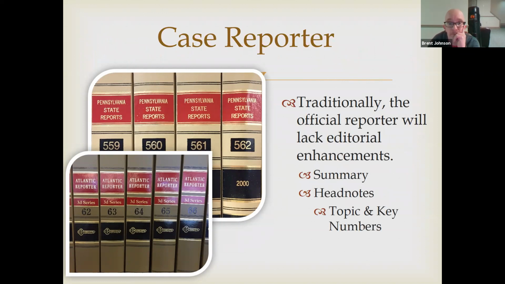So back in the day, there were two related publishing entities. There was the official reporter, so here's a screenshot of the Pennsylvania state reports. That's your Pennsylvania Supreme Court opinions there. And it would just be the opinions in the order that they were handed down and then run to the publisher and given to the library.